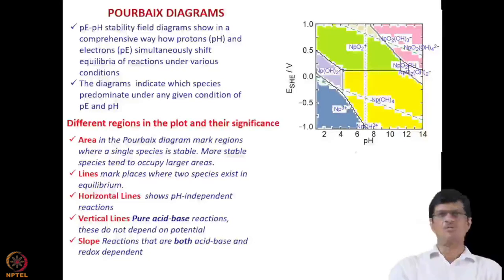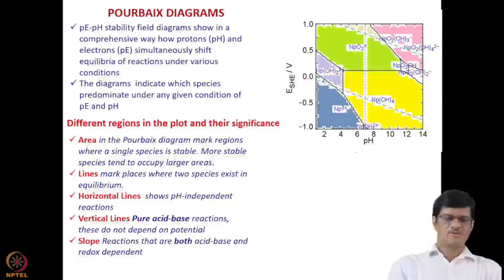Now this Eh-pH diagram is also called the Pourbaix diagram, which I already discussed in one of the previous lectures. It actually shows the stability of a particular species under a given pH and atmospheric conditions. So this diagram indicates which species predominate under any given environmental condition of pe and pH. This side figure is showing the same for neptunium, and you can see here this area in the Pourbaix diagram marks the region where a single species is stable, very clearly shown here. This is the area demarcated where the NpO2+ species is stable, and similarly the other areas are also marked, showing in which area these species are stable.